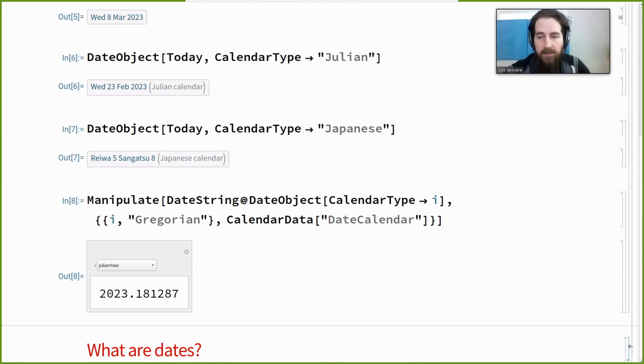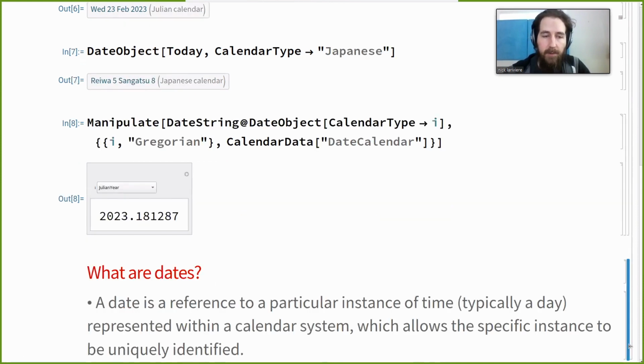So what day it is, what the date is, really depends on what your reference point is in terms of the calendar you're thinking about. So to boil this down, what are dates? A date is a reference to a particular instance of time. Generally, when we're talking about dates, we're talking about days within a calendar system. Calendar systems are ways to project time into a unit of measure that's easier for people to understand than just a number of seconds that we're counting from some ancient epoch. And it allows you to uniquely identify a date.